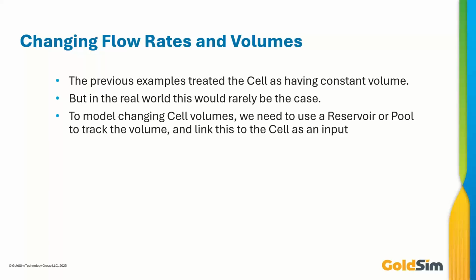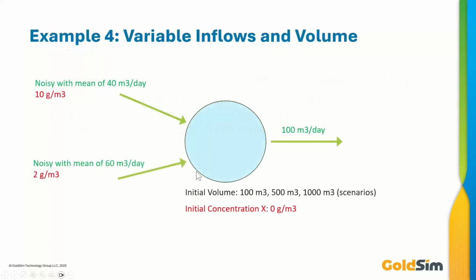So in order to model changing cell volumes, we need to use a reservoir or a pool that tracks the volume. That's your water balance model. And then you're going to link that to the cell as an input, right? So in this case, we're going to look at the same model, very similar to what I just showed you, but I'm just going to have one species now.